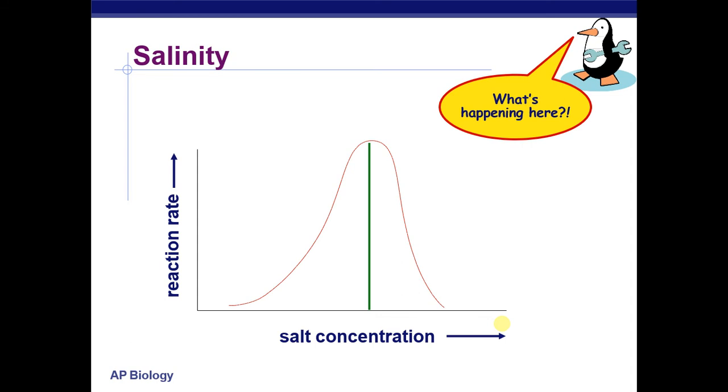And then lastly, salinity, or the salt concentration, is the last environmental factor I want to talk about. And you'll see much the same graph, for much the same reasons as acidity and temperature.